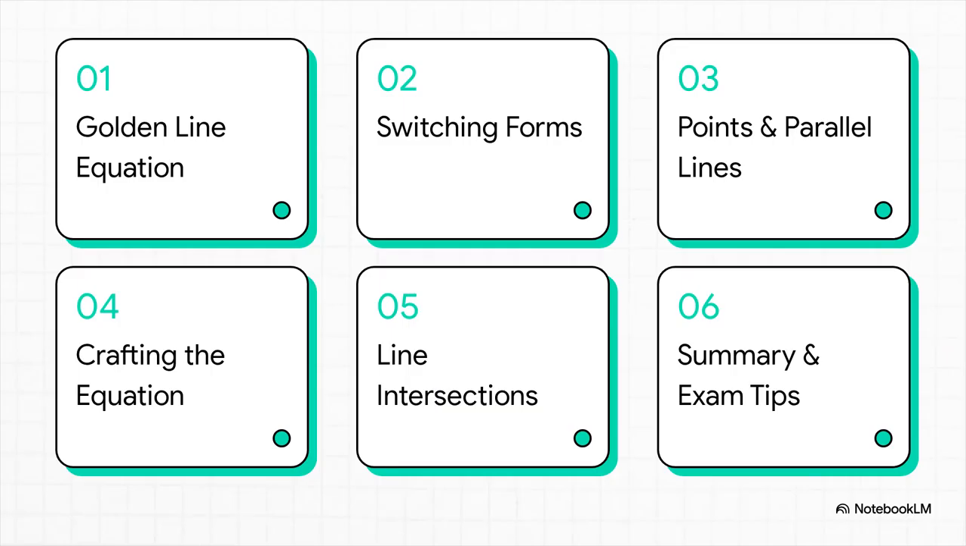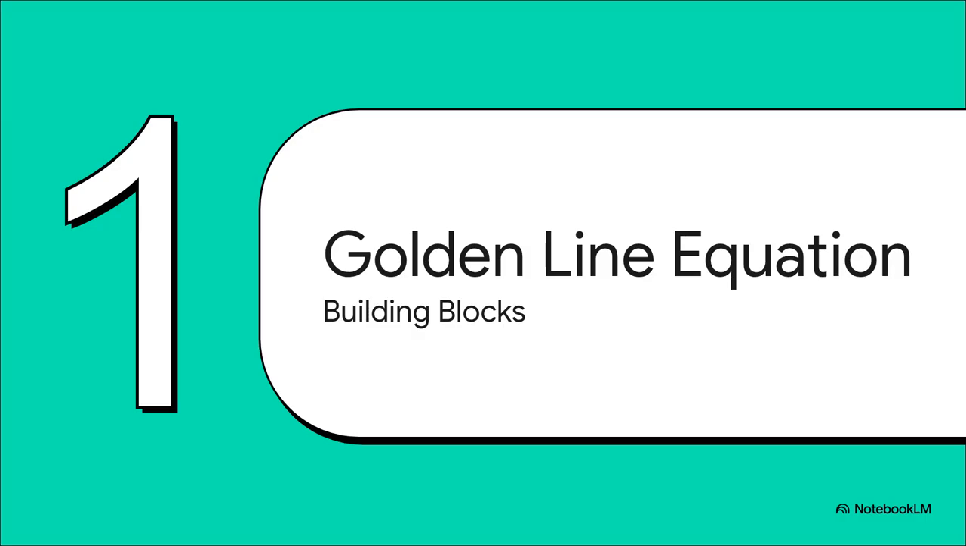We've got 1, the golden line equation; 2, switching equation forms; 3, points and parallel tracks; 4, crafting the exact equation; 5, where straight lines intersect; and finally, 6, summary and exam tips. Section 1, the golden line equation. Let's get right into it.